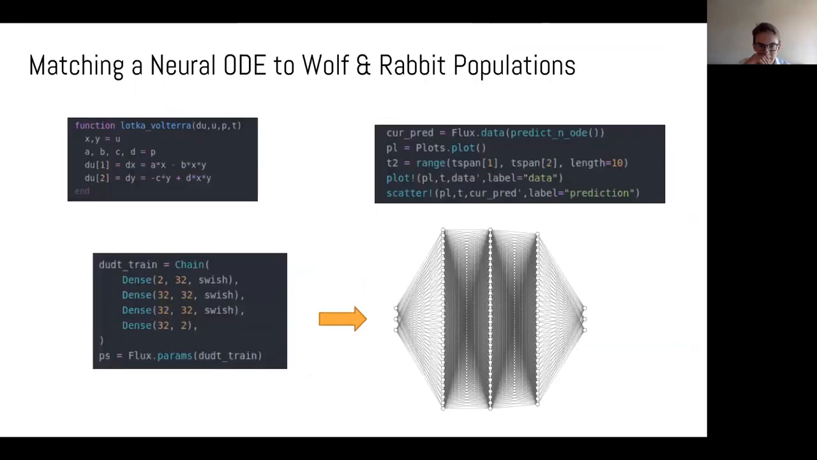So here's some examples of code from this. On the top left, we have the Lotka-Volterra function, which is the real equations, and you might see similarity to the actual equation there. And on the bottom left, we have creating the neural net, and that creates this bottom right structure of this neural net.